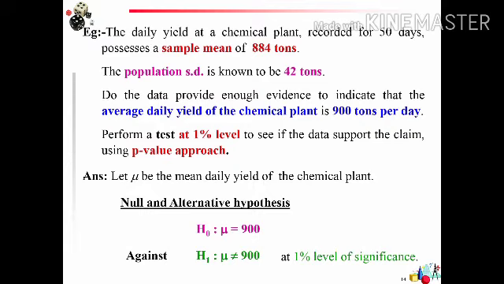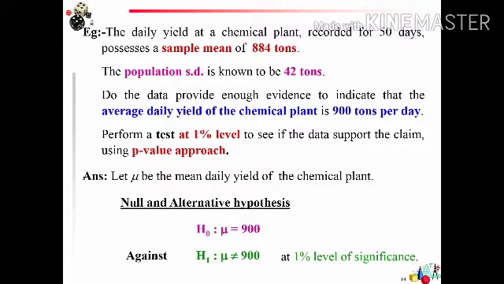For example, the daily yield at a chemical plant recorded for 15 days possesses a sample mean of 884 tons. The population standard deviation is known to be 42 tons. Do the data provide enough evidence to indicate that the average daily yield of the chemical plant is 900 tons per day? Perform a test at 1% level to see if the data support the claim. Using the p-value approach, we can make the decision. So let's start with the answer.